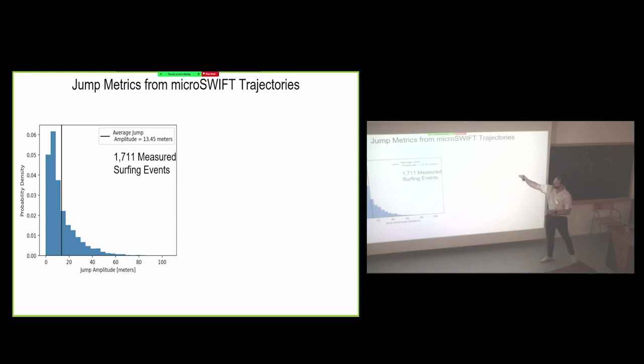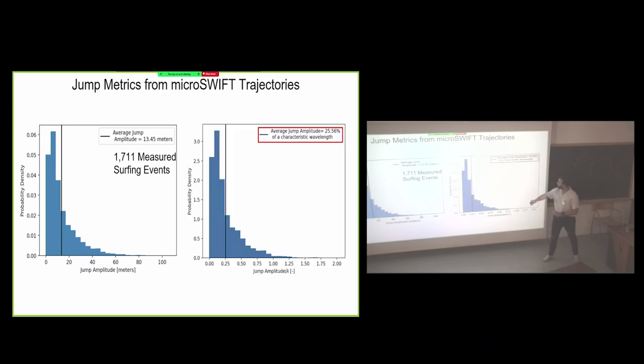So here's a distribution of our actual jump amplitude picked out across the entire data set. Across the whole data set, we picked out just over 1,700 jump events. And on average, we jump just over 13 meters on a particular jump.